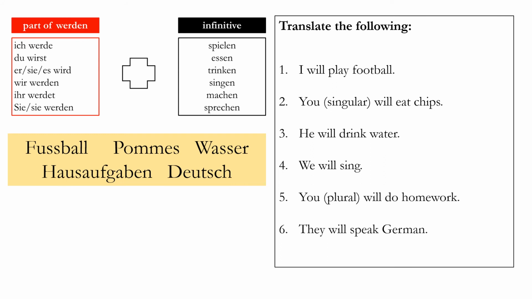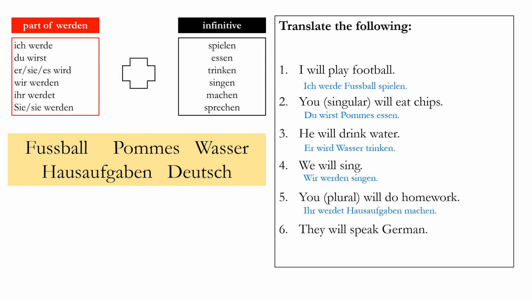Okay, I'm now going to go through the answers. Number 1, I will play football. Ich werde Fußball spielen. Number 2, you singular will eat chips. Du wirst Pommes essen. Number 3, he will drink water. Er wird Wasser trinken. Number 4, we will sing. Wir werden singen. Number 5, you plural will do homework. Ihr werdet Hausaufgaben machen.